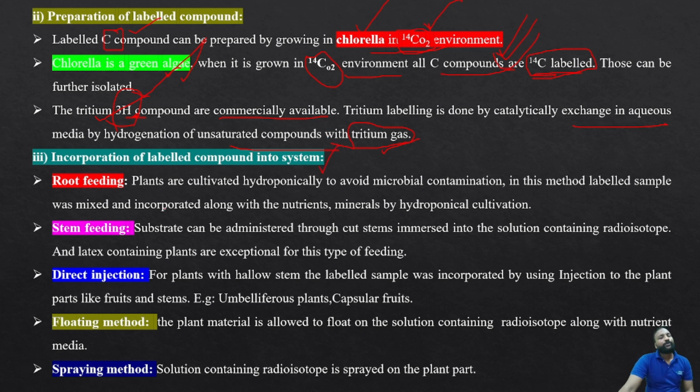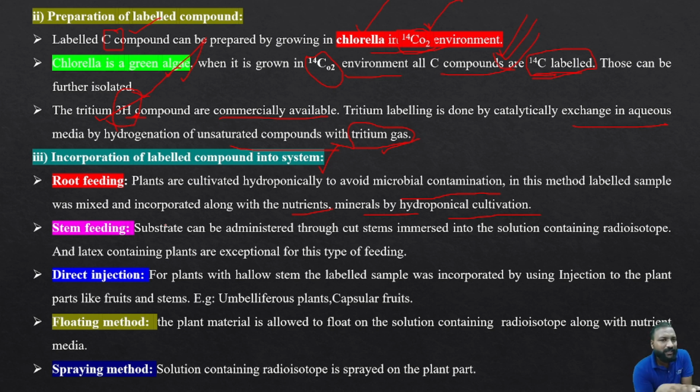Okay, so the first one is root feeding. Simply, we need to incorporate from the root itself. Plants are cultivated hydroponically to avoid microbial contamination. In this method, the labeled compound is mixed and incorporated along with the nutrients and minerals in hydroponic cultivation. Hydroponic cultivation simply means we never use any soil, but cultivate the plants hydroponically.